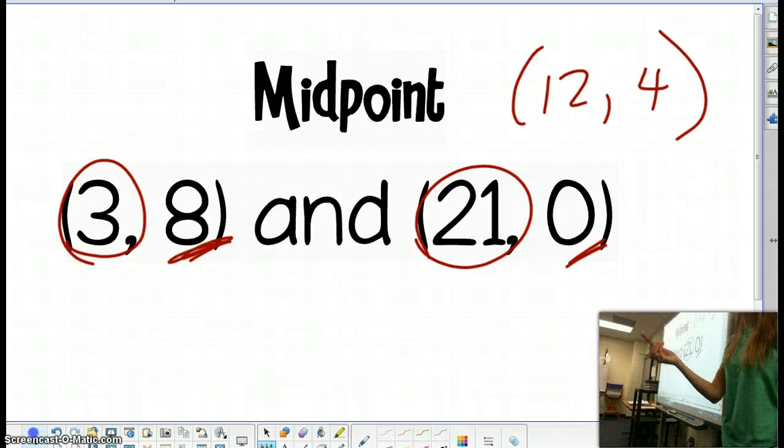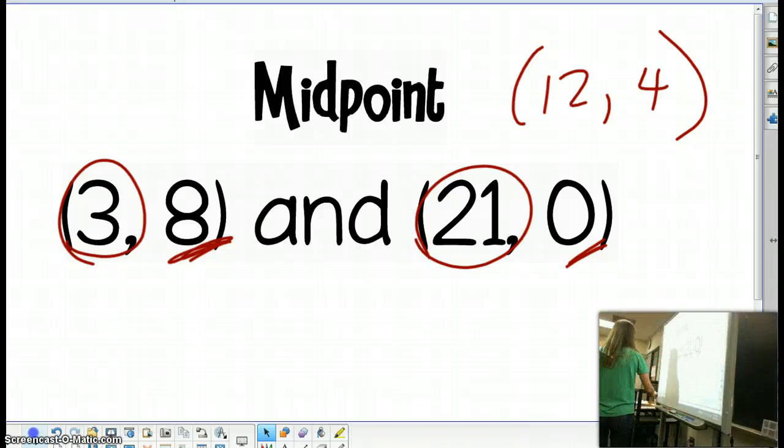Is the midpoint formula on your formula chart? Yeah, it's on your formula chart. Use your formula chart. Next one.